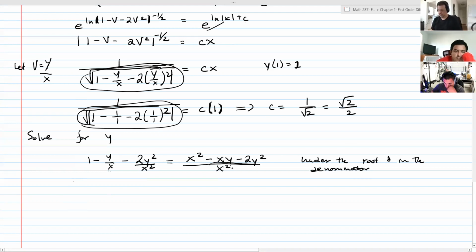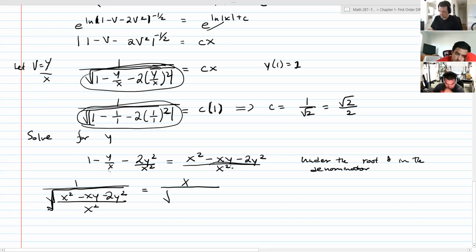So what that's going to give me then is 1 over the square root of x squared minus xy minus 2y squared over x squared, which is equal to, and this is all on the root, pardon me, x over the square root of x squared minus xy minus 2y squared. And then that's going to equal root 2 over 2 times x. This, by the way, is still in absolute value.